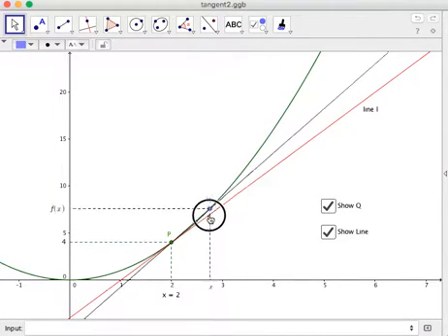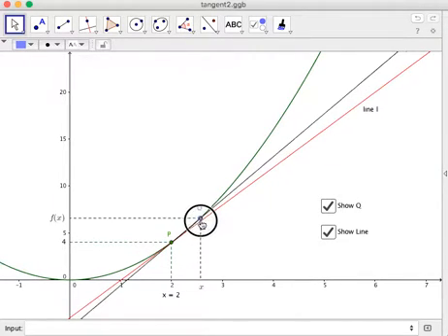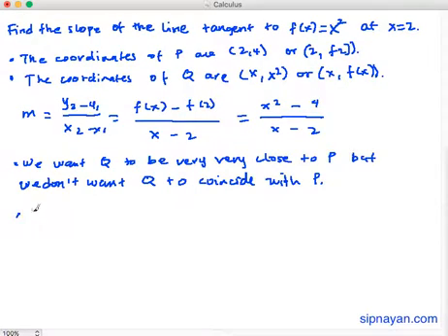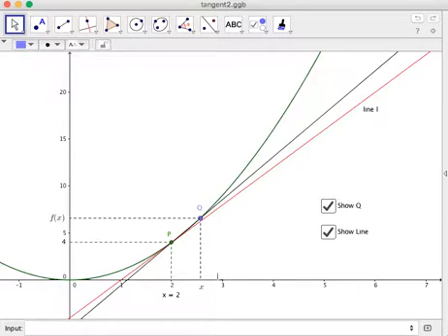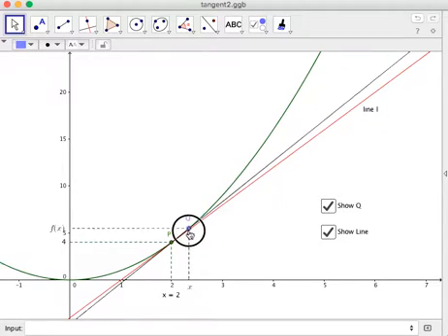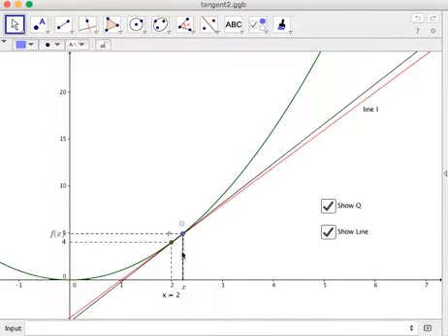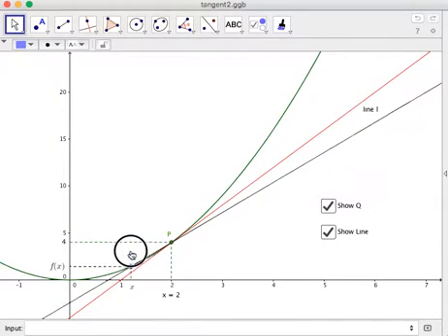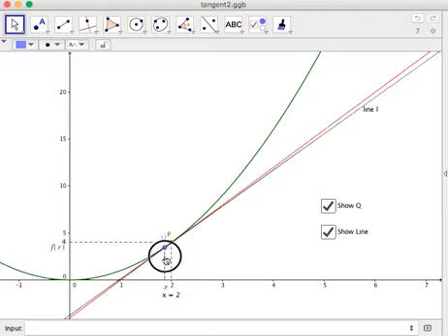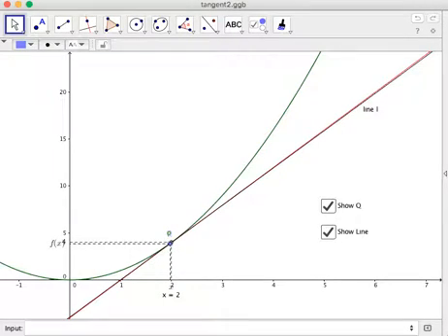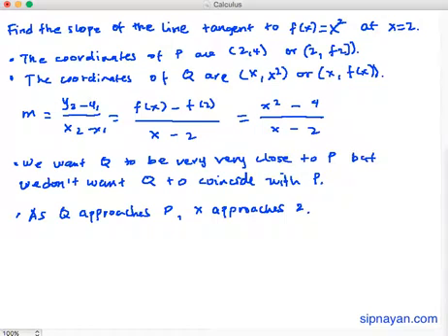And notice that as Q approaches P, x approaches 2. Yung x is the x coordinate of Q, di ba? So, habang lumalapit ka dito, malapit din yung x mo dun sa 2. Ito yung x mo, di ba? So, lumalapit yung x mo sa 2. Both from the left and from the right. Pag dito ka naman galing, lumalapit din siya. Okay?